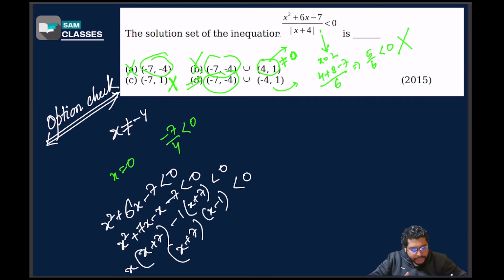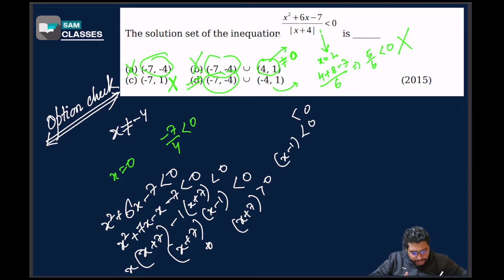Now understand, whenever something is less than 0, it means one has to be positive and one has to be negative. Either x plus 7 is greater than 0 and x minus 1 is less than 0, because the multiplication of two terms can only be negative if one of the terms is negative. So done. If you solve it, you'll get the answer by that way also.